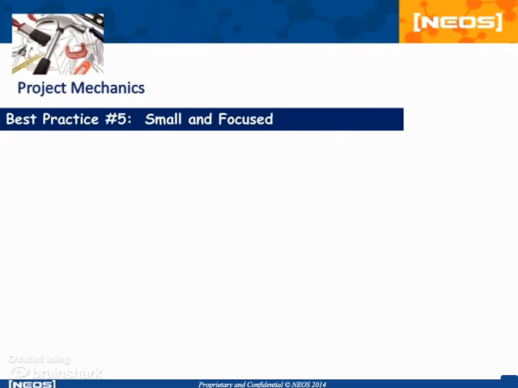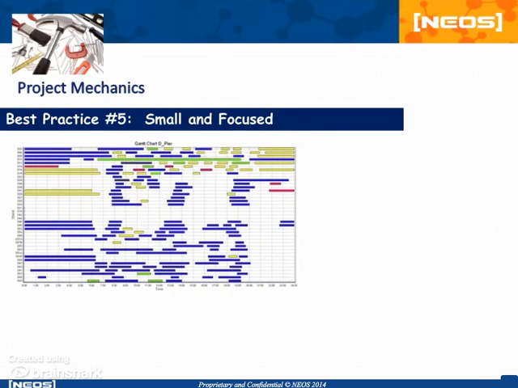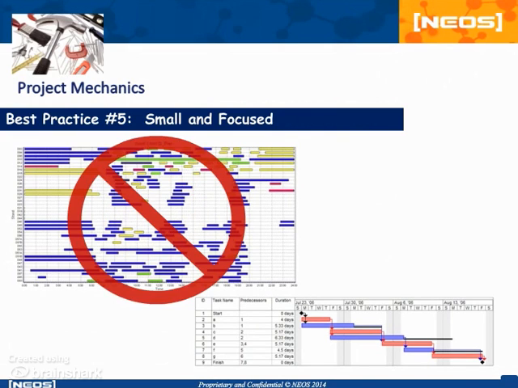Project mechanics. Best practice number 5. Keep the project and its planning manageable, targeted, and suited to the deliverables. Over-planning usually equates to overkill and can lead to project team burnout.